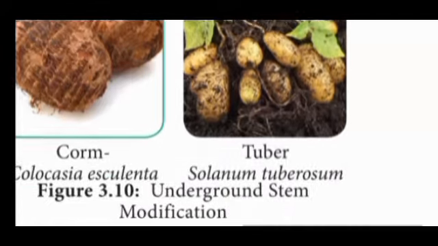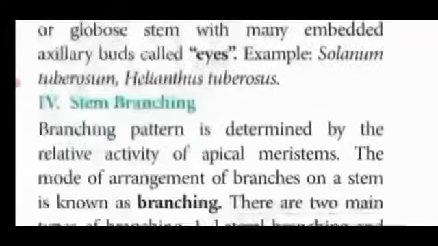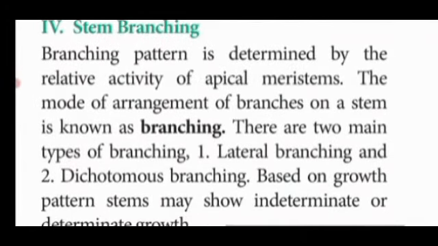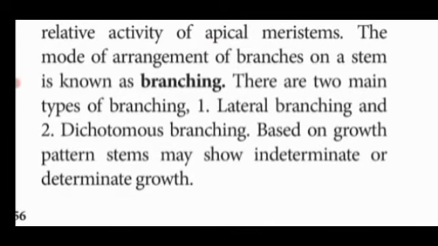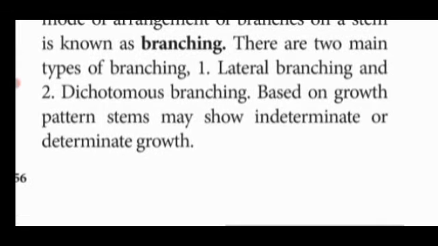The next is stem branching. The branching pattern is determined by the relative activity of the apical meristem. The mode of arrangement of branches on a stem is known as branching. There are two main types of branching: lateral branching and dichotomous branching. Based on the growth pattern, the stem may show indeterminate or determinate growth.